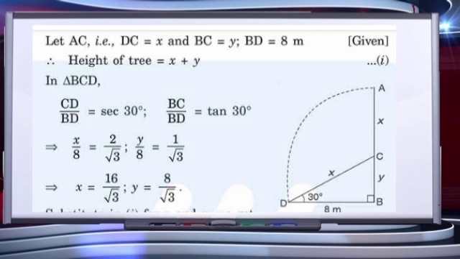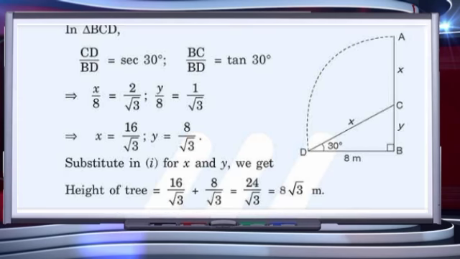So here first we have applied the secant theta and next we have applied the tan theta. So secant is hypotenuse over base. Similarly tan is perpendicular upon base. So substituting the values of all these sides, we will get x upon 8 as 2 upon root 3 and y by 8 as 1 upon root 3. Next is to find the value of y and x. So x comes out to be 16 over root 3 on simplification and y as 8 over root 3.